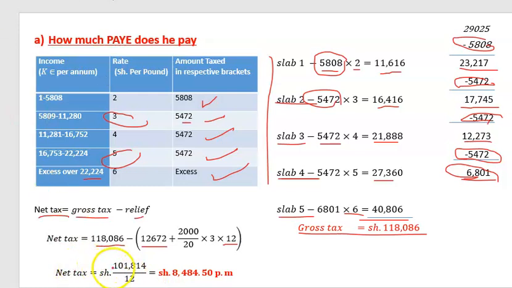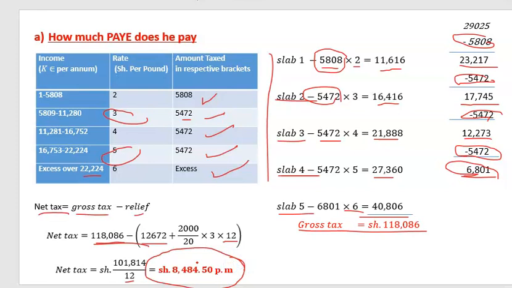will be 100, if we add everything here, we are getting 101,814 per annum. I'll then divide it by 12 so that I can change it per month. And I'm getting that this person is paying shillings 8,484 and 50 cents per month. And this one now becomes the payee. This person is required to pay. In other words, Mr. Musasi is required to pay 8,484 and 50 cents per month.